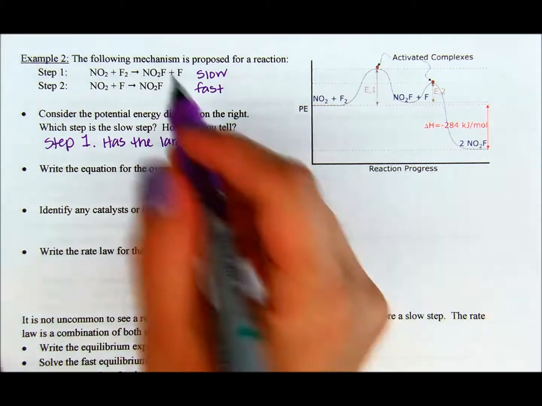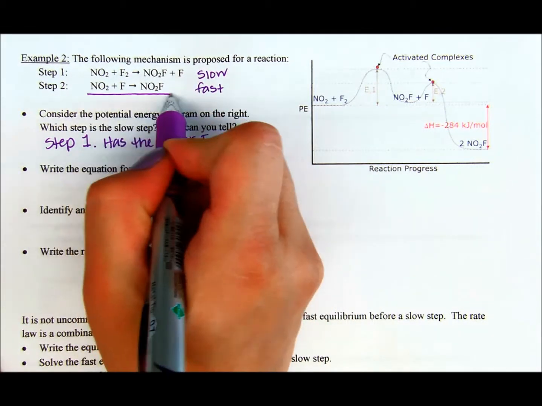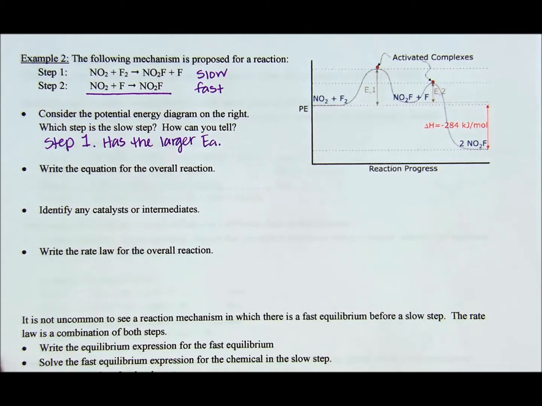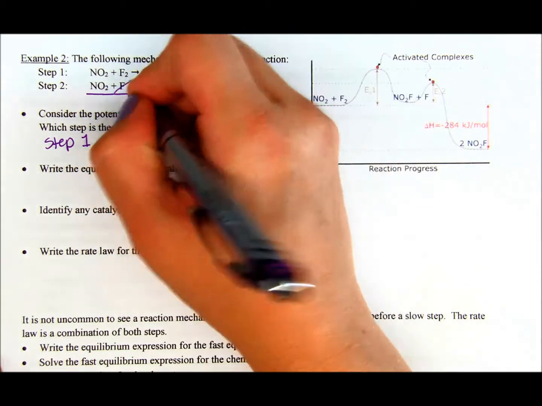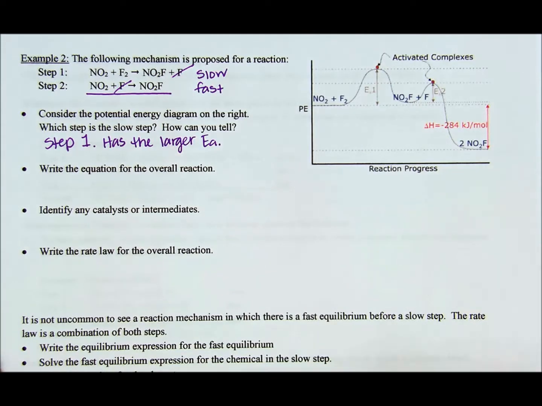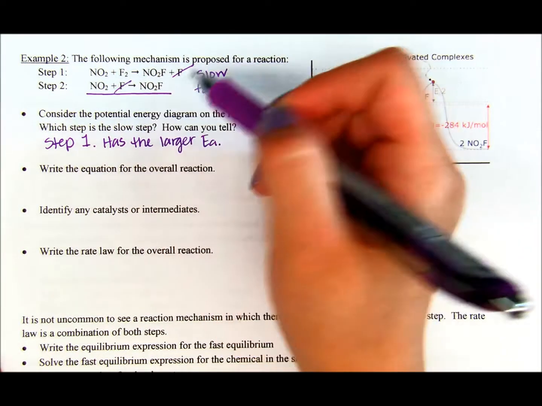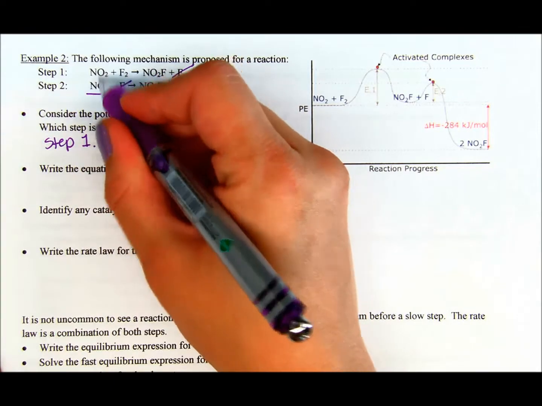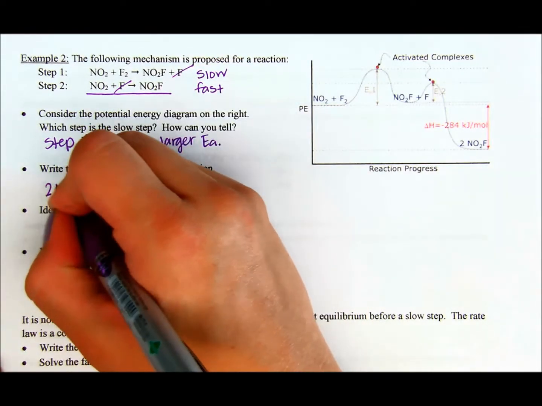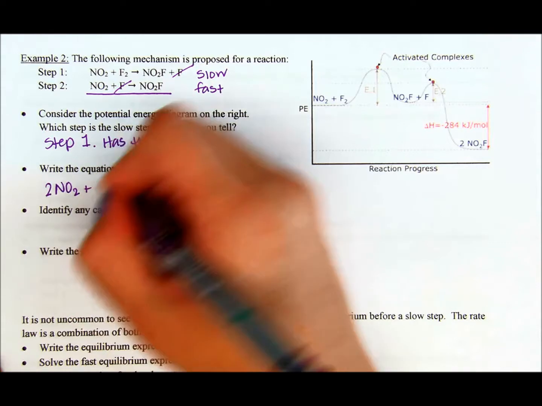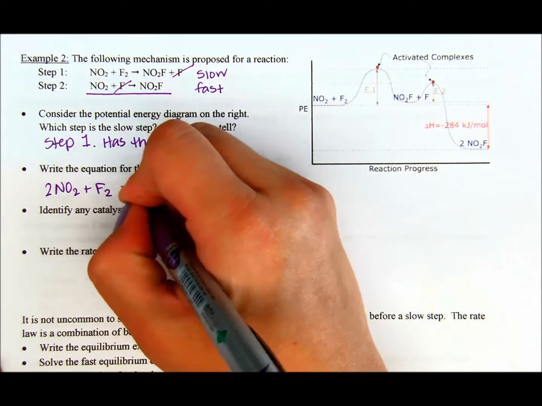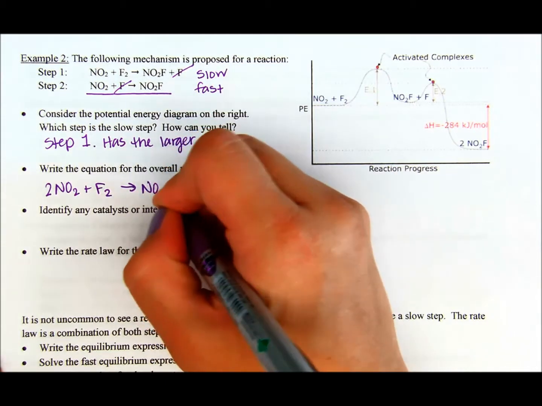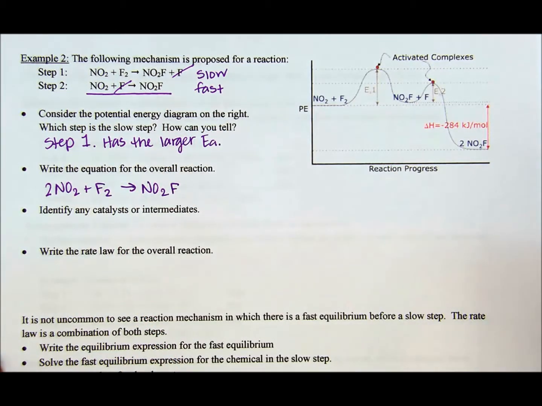Write the equation for the overall reaction. Okay, to do that, I just need to go up here, cancel out anything that's the same on both sides. So let's see, the only thing I have that's the same on both sides is just fluorine. Everything else is not repeated. So, okay, I have 2 NO2s, nitrogen dioxide, I have 2 of those, plus a fluorine, F2, is going to yield NO2F. That's our overall reaction.